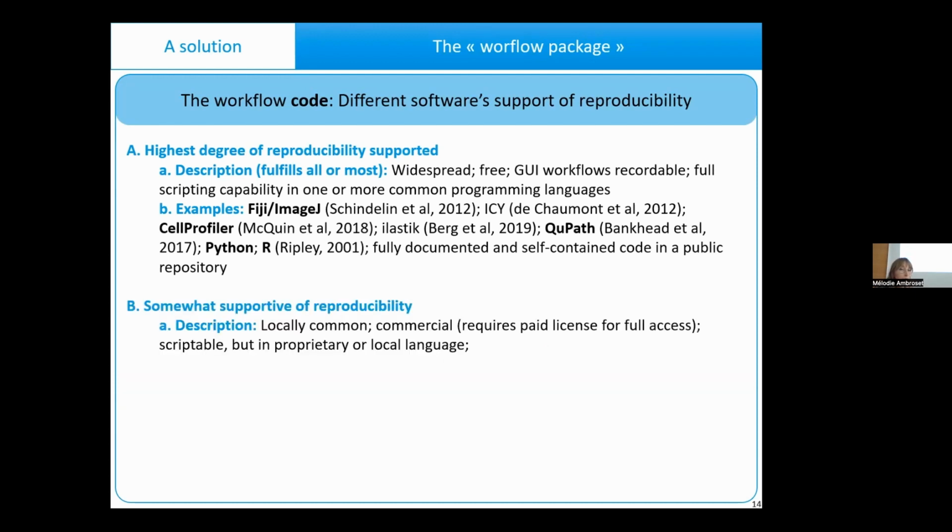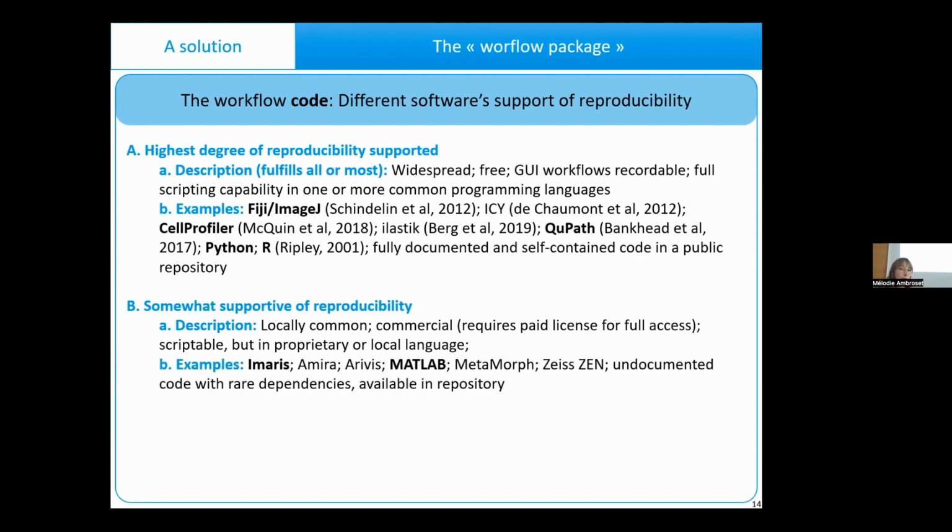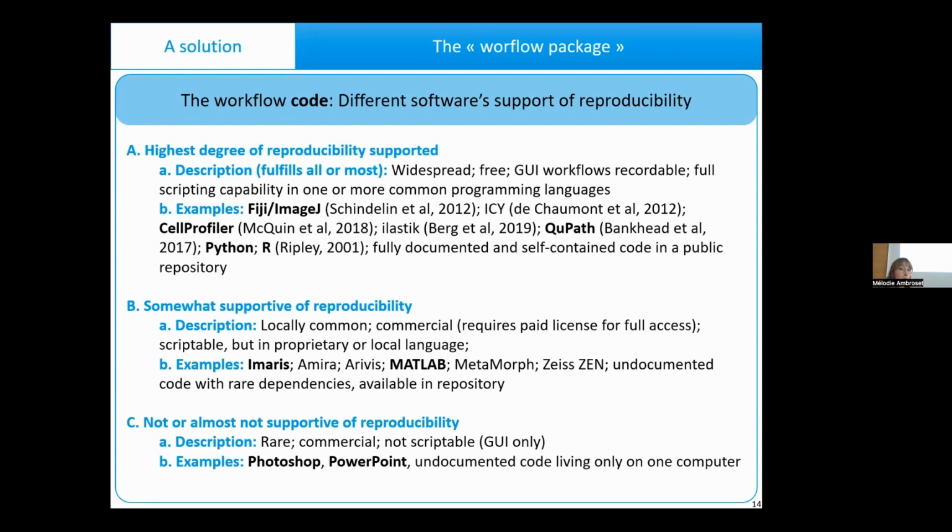Other software get a good effort mention, but they're not perfect. They are locally common, or commercial, requiring a paid license or full access, and they are scriptable, but sometimes in a proprietary or local language. For example, it can be Imaris, which is used to do 3D imaging, or MATLAB, which is widely used. And some of them are not or almost not supportive of reproducibility because they are rare, commercial, or not scriptable, which means they're GUI only. Examples are Photoshop or PowerPoint, or even undocumented code living on one person's computer.